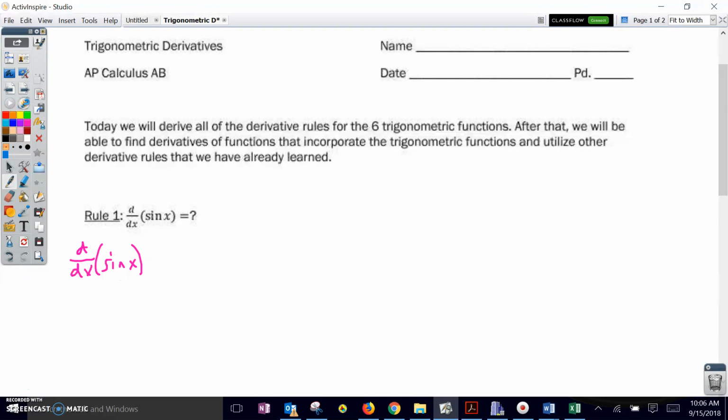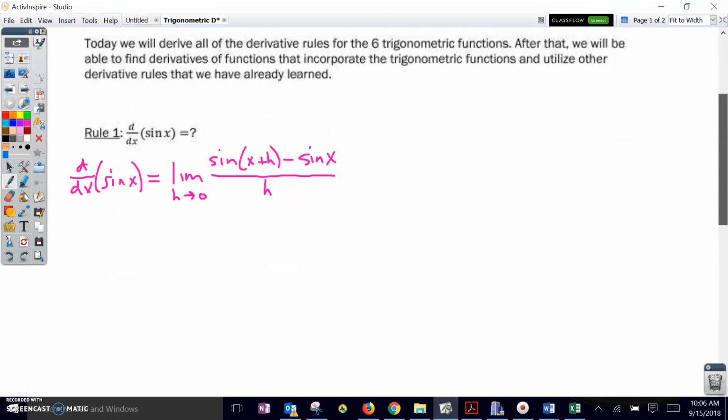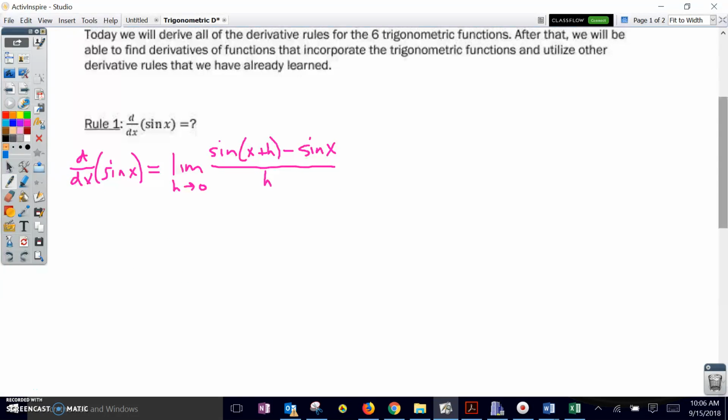that's going to be equal to the limit as h approaches 0 of f of x plus h, so sine of the quantity x plus h, minus f of x, all over h. And in order to evaluate this difference quotient, I'm going to need to use a trigonometric identity to help me simplify.